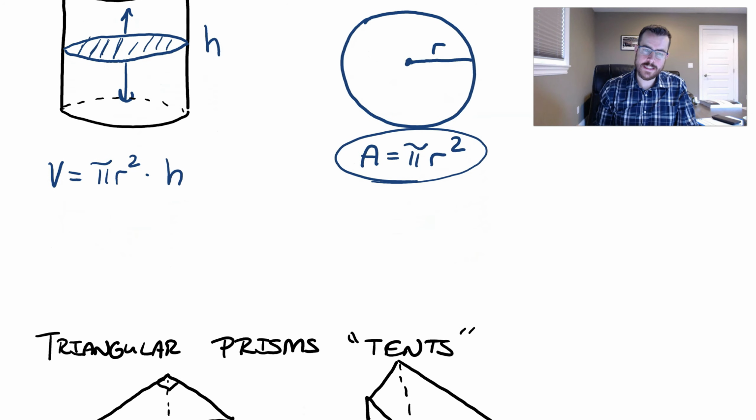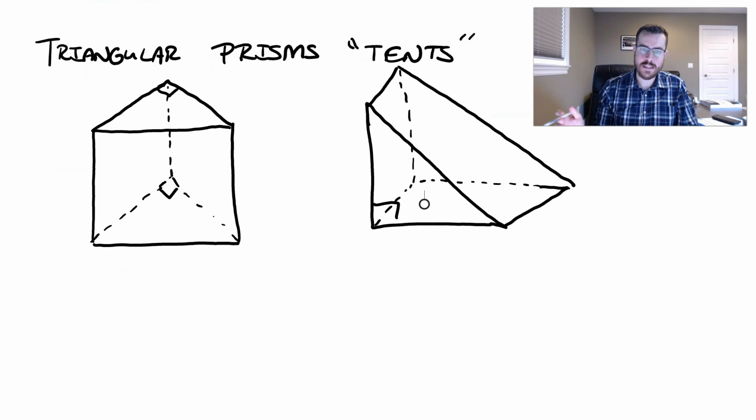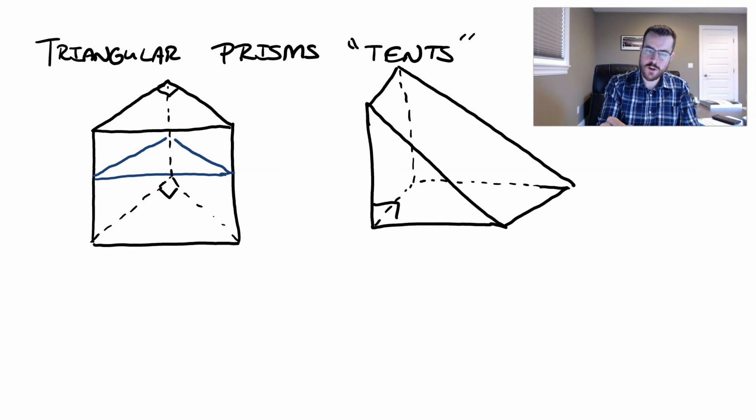All right, and then lastly here, we have these triangular prisms, which I call tents. You can see them two different ways here. Again, these shapes are all composed of just triangles. So we're taking a triangle here, and this one is a right triangle. I'm taking the area of this triangle, and I want to see, if I stack them up and down, how high can I stack these triangles?